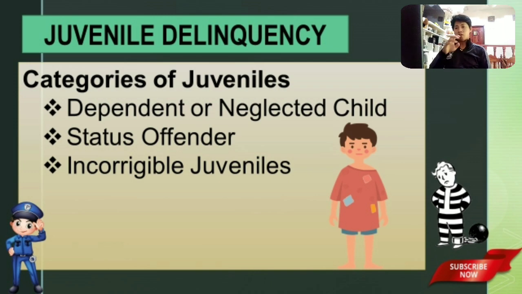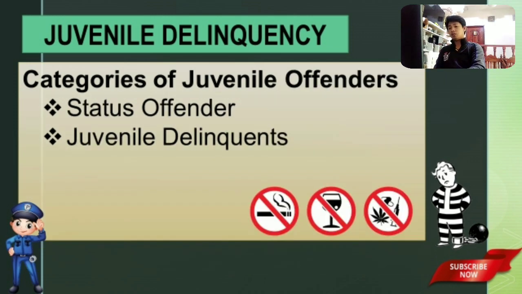Kasi hindi porket juvenile yan, pag samasamahin mo na yan lahat, magkakaiba sila ng circumstances, magkakaiba sila ng category. So dapat each category merong separate intervention dapat na ginagawa. That's the significance of categorizing the juveniles. Okay? Nakuha niyo yung point natin? Okay, so we have also categories of juvenile offenders. Well, this is in relation doon sa third category natin, the incorrigible offenders. Anyway, we have two types of juvenile offenders.